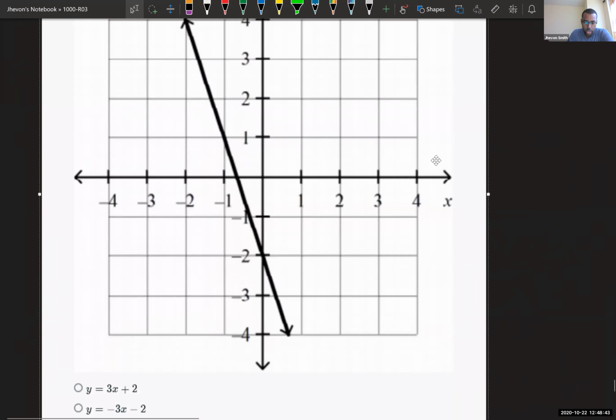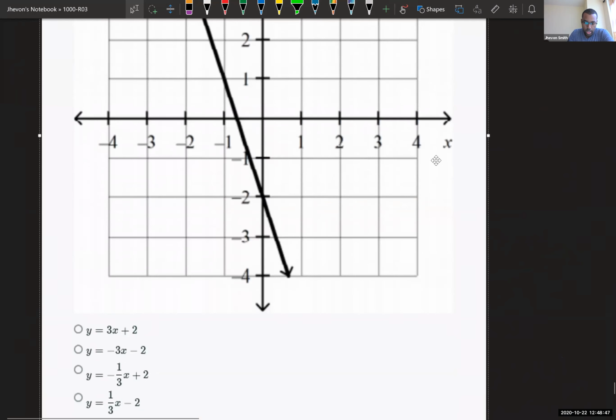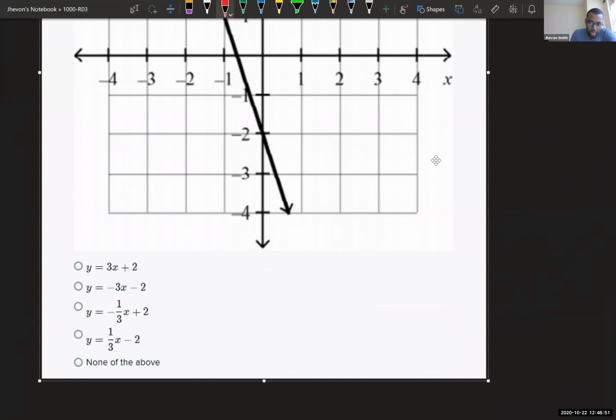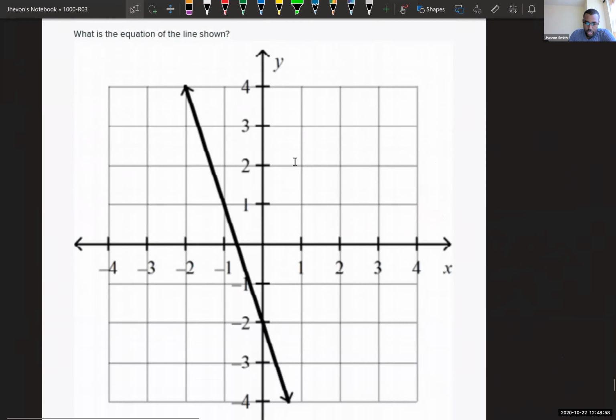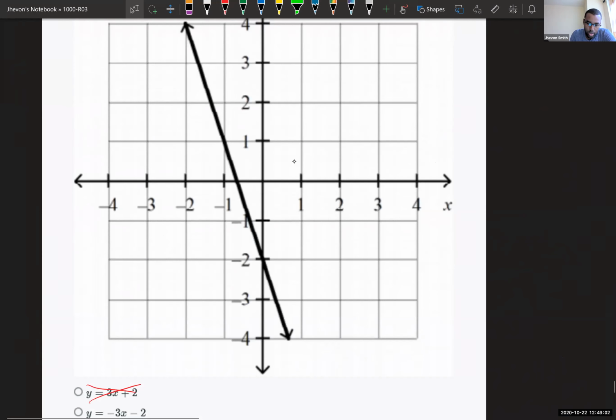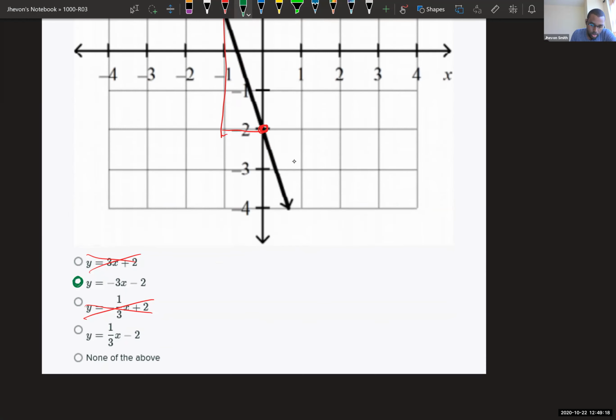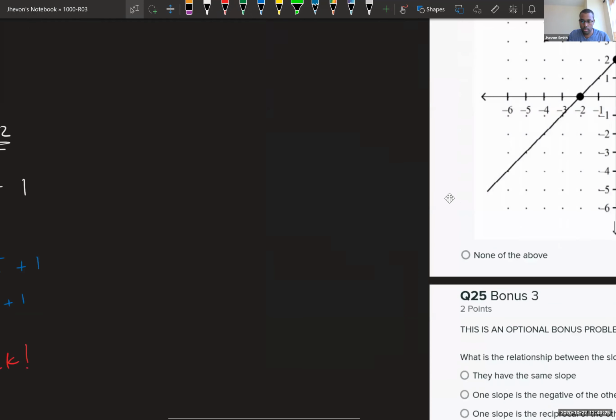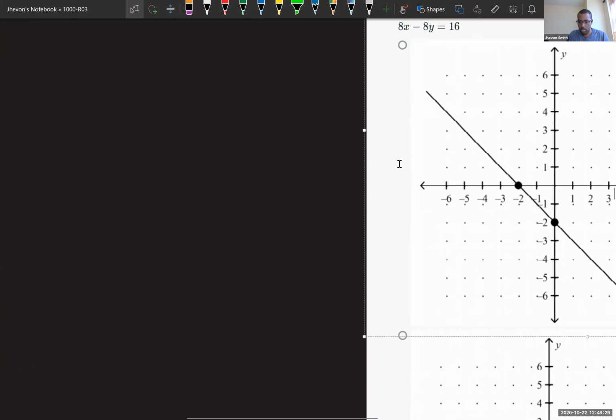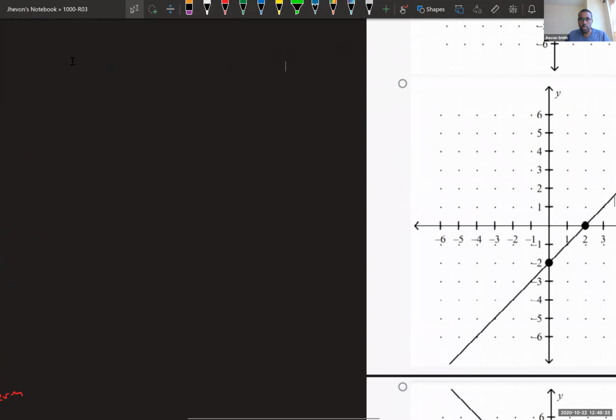So the graph of a line is shown. You want to tell me which equation it is. We already know that the y-intercept is -2, so by process of elimination, that gets rid of those. Now we just have to find the slope. For the slope, we just need to find 2 points that this line goes through. So I know it goes through this point and this point. If I create my little triangle, rise over run, that's 3 and 1. So the slope should be -3, and it's that one. Okay, let's move this down.